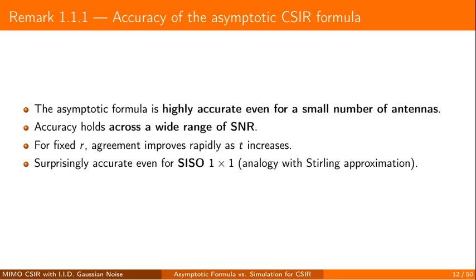For a fixed number of receive antennas, the match with simulation improves quickly as we add more transmit antennas. And finally, most strikingly, the formula is accurate even for the simplest case: a single transmit antenna and a single receive antenna. Reminiscent of the Stirling approximation, famously good even for small arguments. The practical consequence is worth pausing on. With nothing more than a pocket calculator, one can evaluate the capacity of a CSIR MIMO channel.